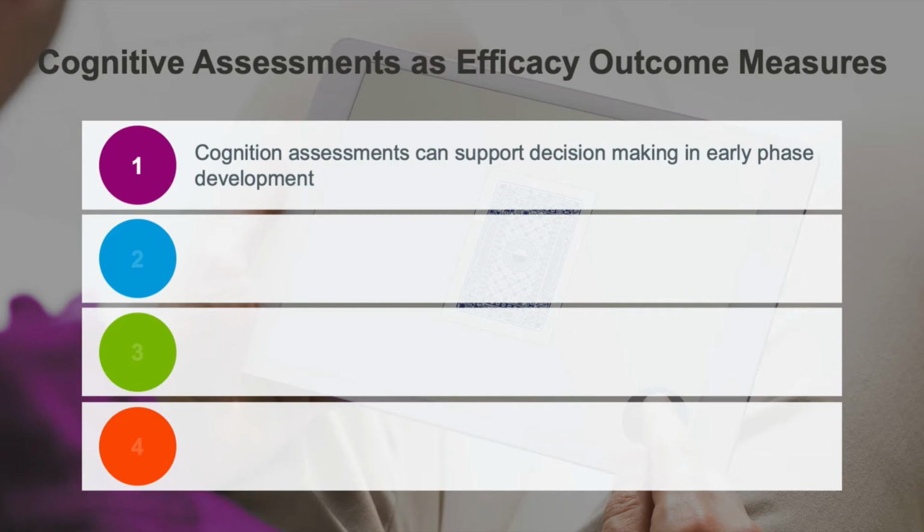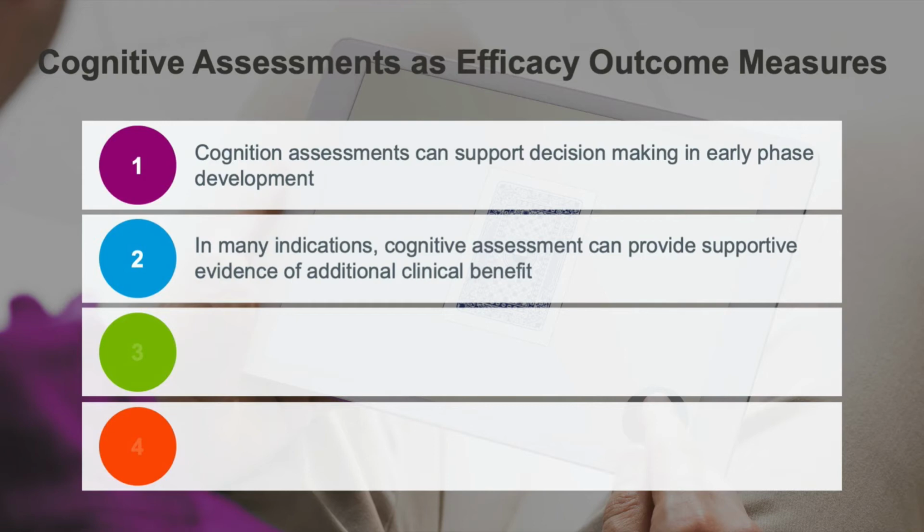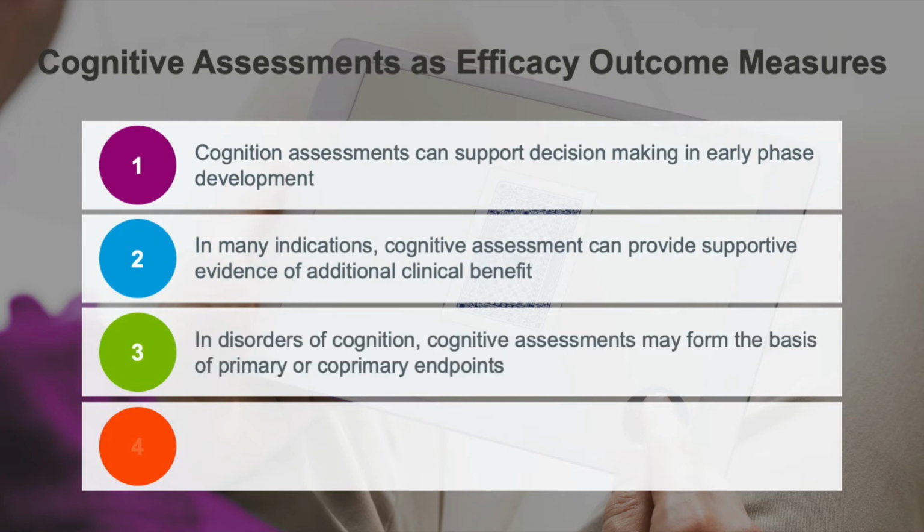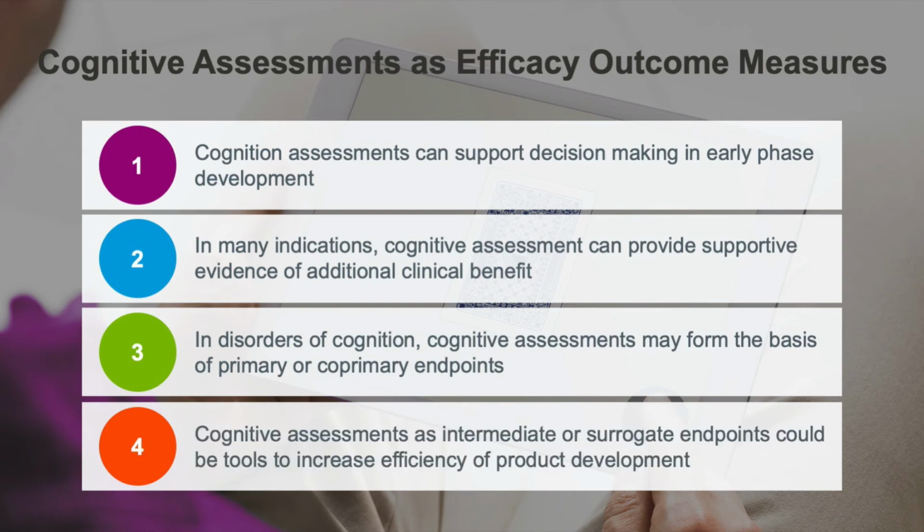We know that we can use cognitive assessments in many different indications where they might provide supportive evidence of additional clinical benefit, and we looked at the example of multiple sclerosis. And also in some disorders of cognition, cognitive assessments may form the basis of primary or co-primary endpoints. And here we need to be really robust in terms of the extent to which we conduct validation and demonstrate that tests and outcome measures are valid, reliable, and sensitive to change for the context of use in which we use them. There may also be a possibility to develop cognitive assessments as intermediate or surrogate endpoints and as tools to increase the efficiency of drug development.